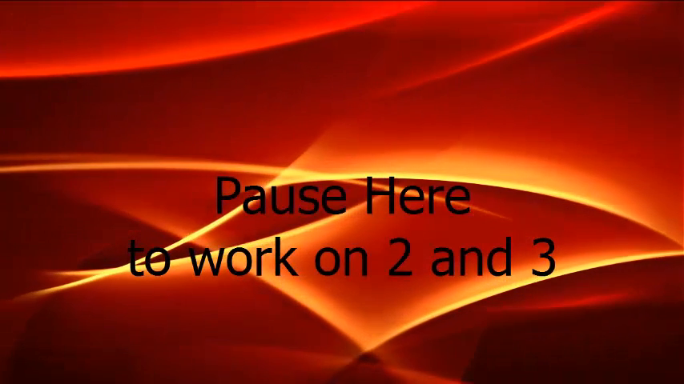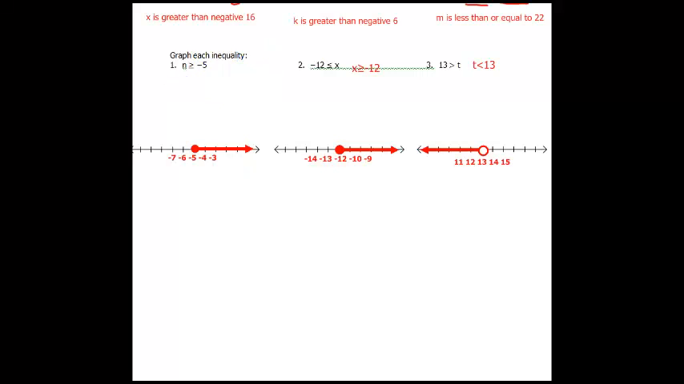So try 2 and 3 on your own and come back and check your answer. 1, 2, and 3 are shown here. In example 2, I would need a solid circle pointing to the right. Now you'll notice that here the arrow points to the left, but we always want the variable to be listed first. So when I switch that around, it says x is greater than or equal to -12, which is appropriately shown. Same thing with number 3. I need to switch it around so t is less than 13 and my arrow would point to the left.